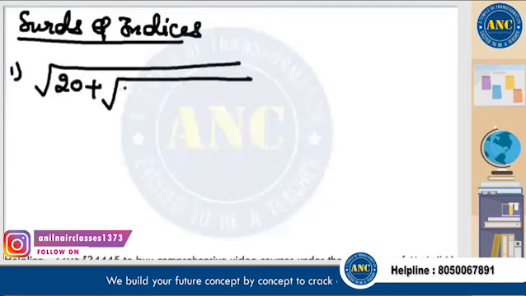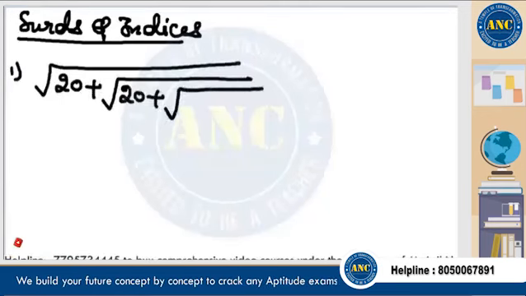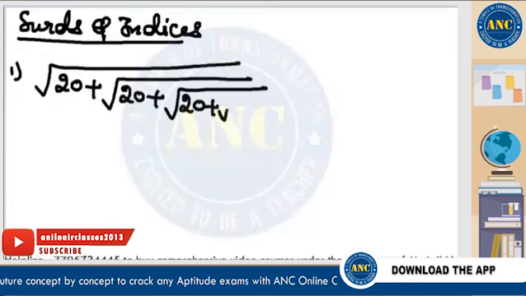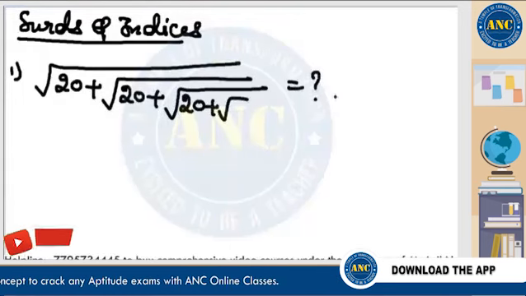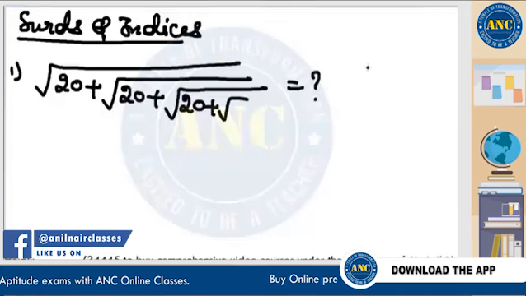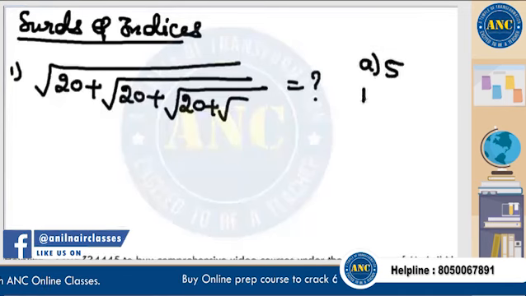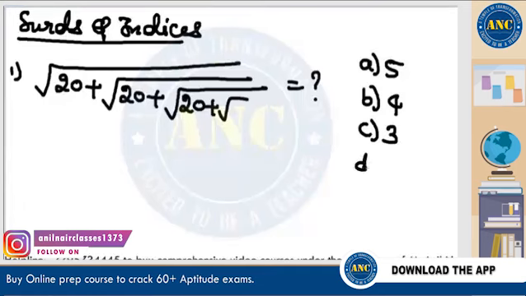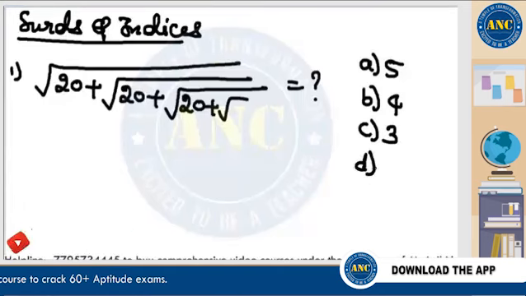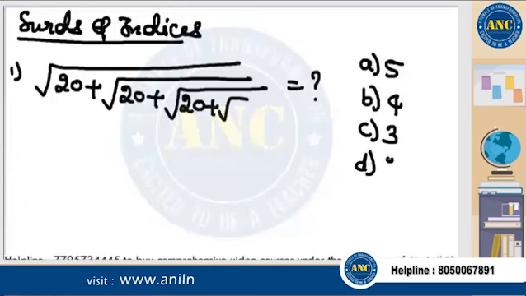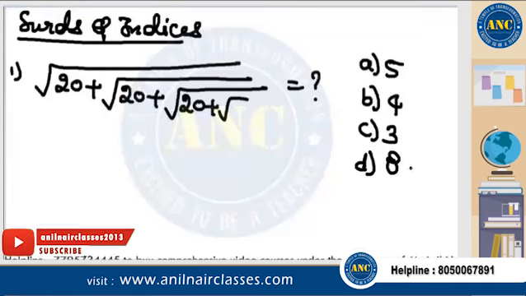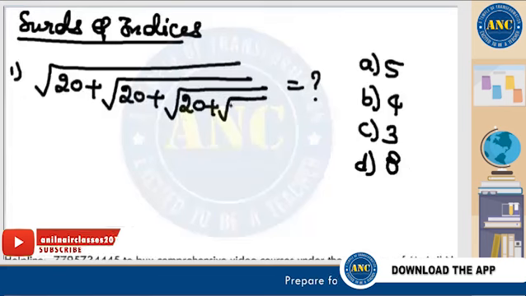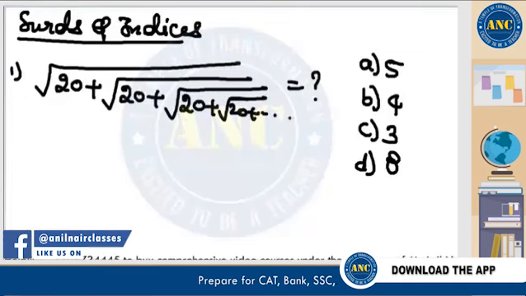Square root of 20 plus square root of 20 plus square root of 20 plus, and so on, is equivalent to how much? What is that value? 5, 4, 3? Square root of 1 plus root of 20 plus root of 20 plus and so on, equivalent to how much? This is a stupid question.